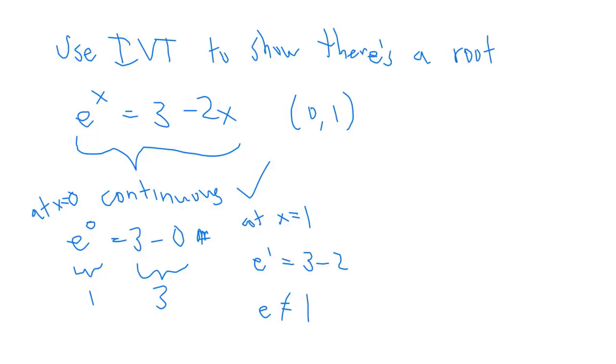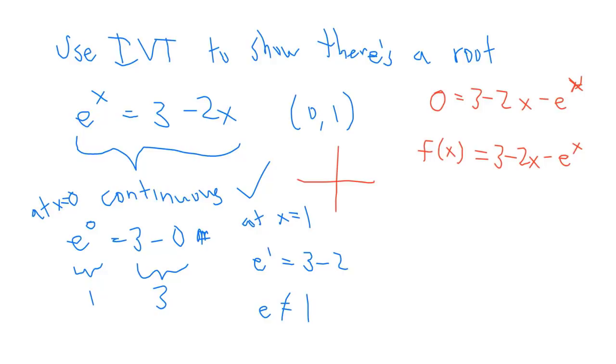So you just need to show these preconditions, and then what you need to do after that is move everything to one side. So you get 0 equals 3 minus 2x minus e to the x. And then you set a function. What you're doing essentially is this will be some function, something like this, I'm not sure. And what you want to do is find where this function is equal to 0.